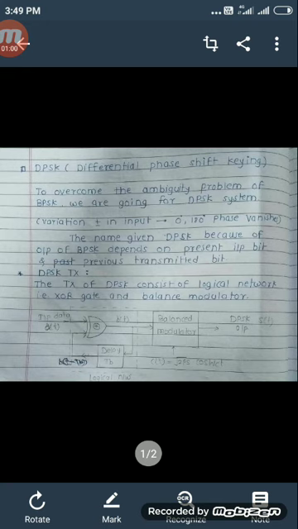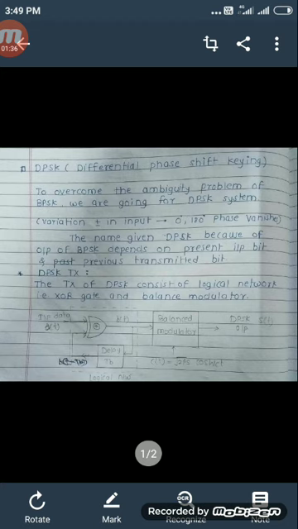Then in binary phase shift keying, only a coherent receiver is present, a non-coherent receiver is not present. This is the limitation of binary phase shift keying. It means that for the non-coherent system, binary phase shift keying is not applicable. And to overcome this ambiguity problem of binary phase shift keying, we will go for differential phase shift keying. So this is the basic difference between binary phase shift keying and differential phase shift keying.